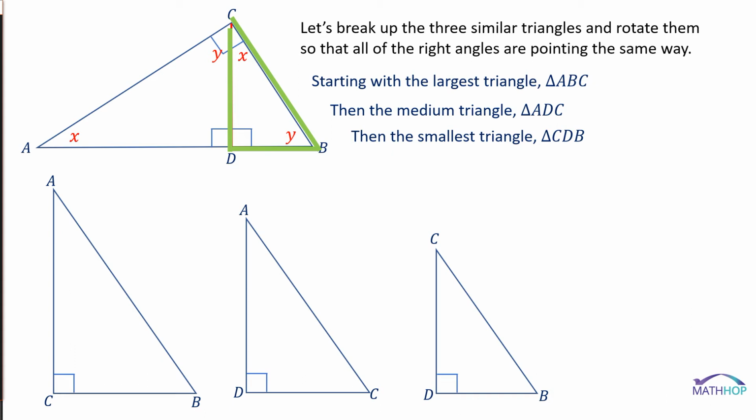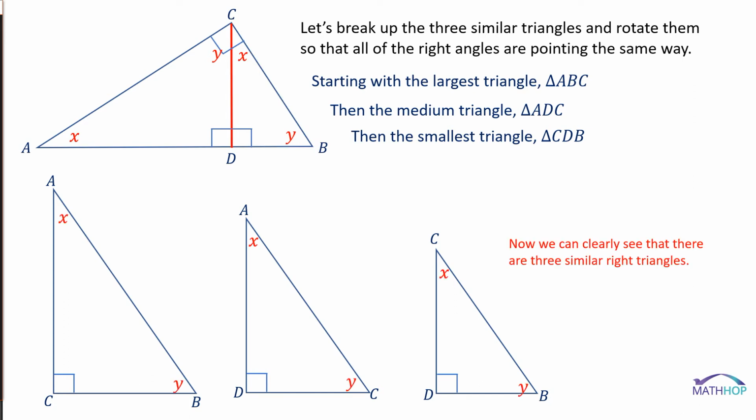In the last video, we talked about how we knew we had congruent angles. We called angle A X, we called angle B Y, and then we found how ACD is equal to Y and BCD is equal to X. So I'm going to go ahead and pop those in there so you know what we're looking at. Now we can see that we have three clear similar right triangles.